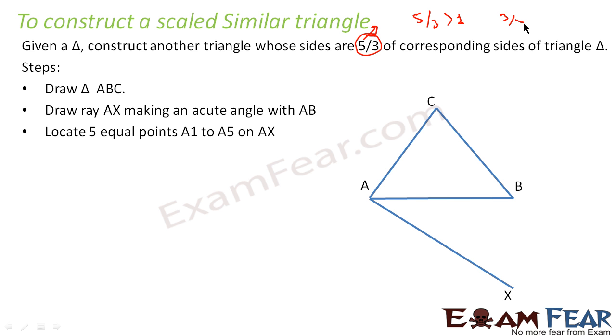If it is 3/4, you will draw 4. If it is 4/3, again you will draw 4. We take the maximum of the numerator and denominator. So we will draw 5 equal points: 1, 2, 3, 4, 5.